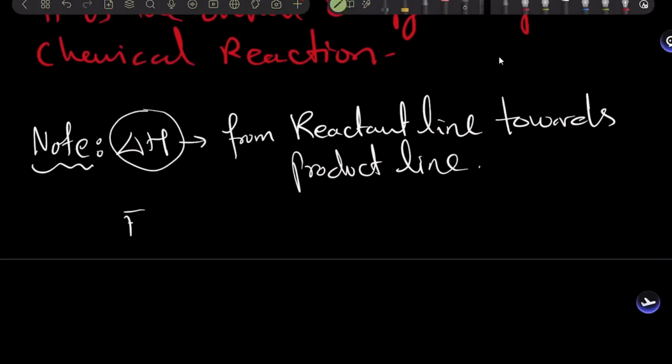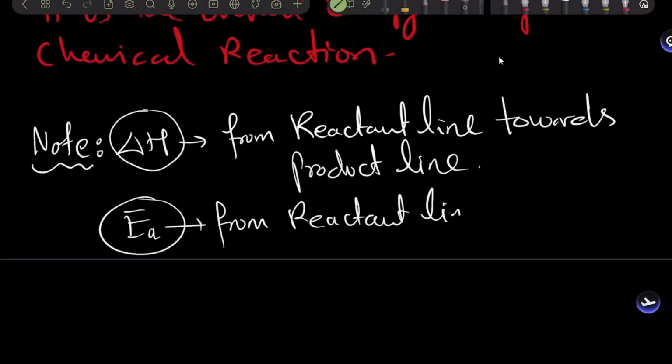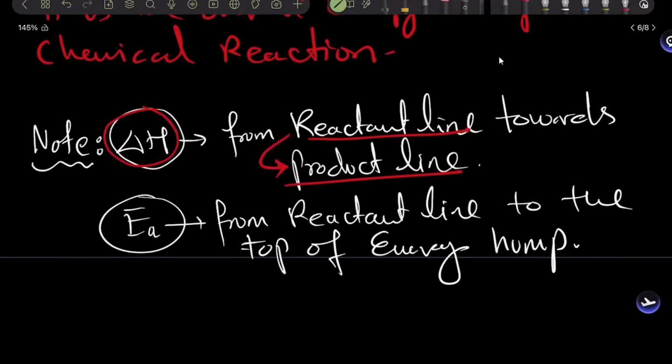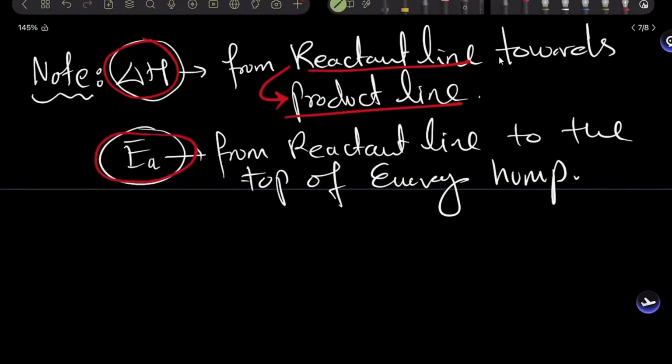All right. And for activation energy, Ea, that's always from, again, the reactant line to the top of the energy hump. Now you do know what the energy hump is, right? So we know the term. So whenever you want to label delta H, you start from the reactant line and go towards the product line. And whenever you want to label the activation energy, you start from the reactant line and go to the top of the energy hump.